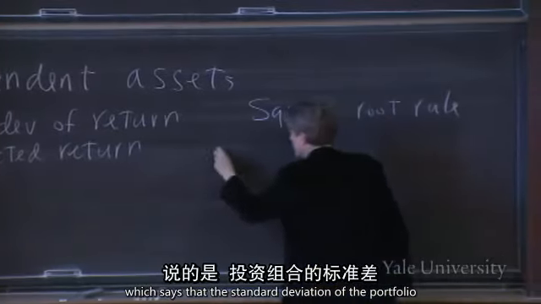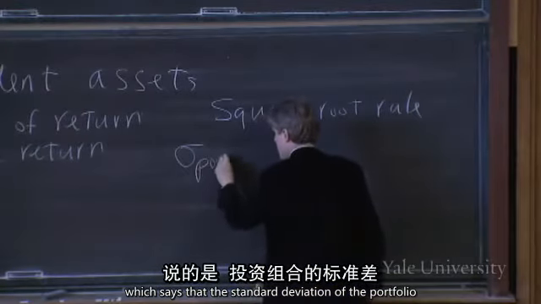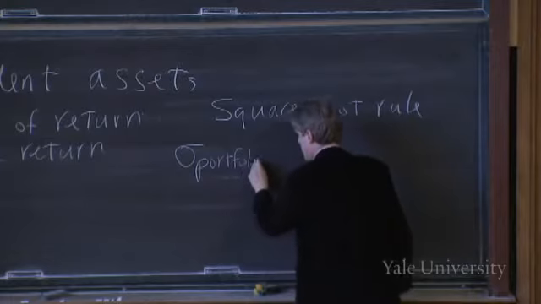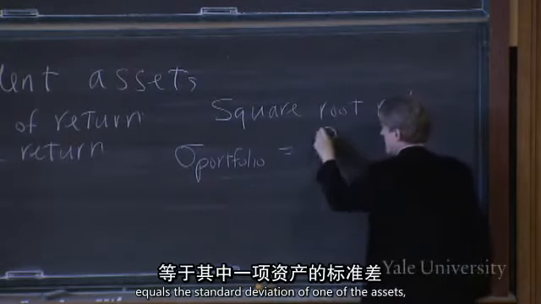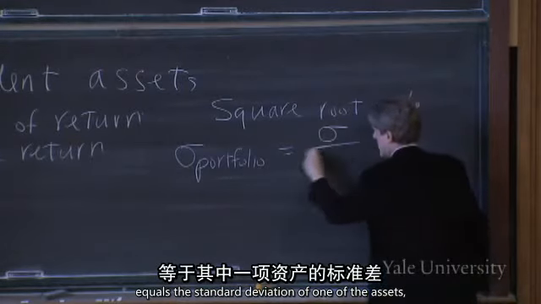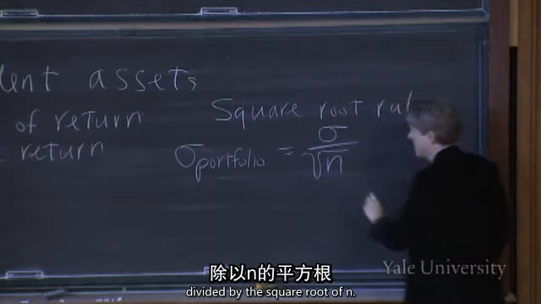Which says that the standard deviation of the portfolio equals the standard deviation of one of the assets divided by the square root of n.